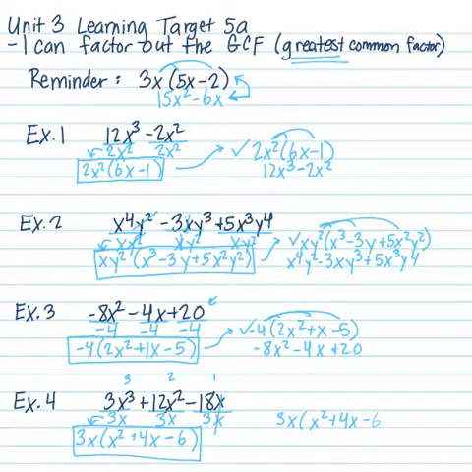So we're taking what we think it is, and we're going to check and see if we get back with what we started. 3x to the third plus 12x squared minus 18x. Again, we got what we started with. We are correct.